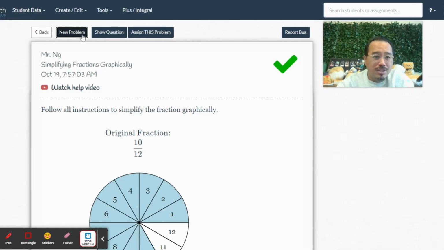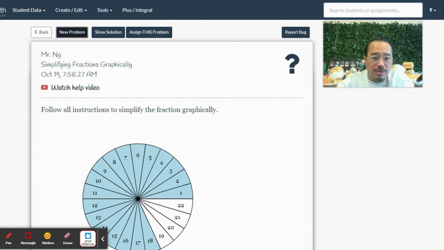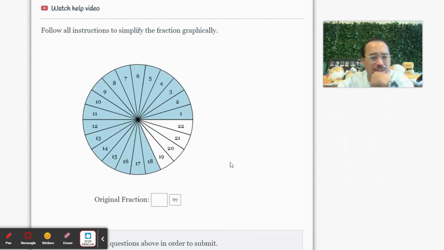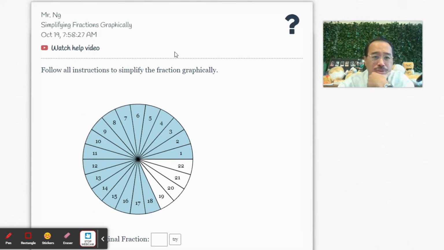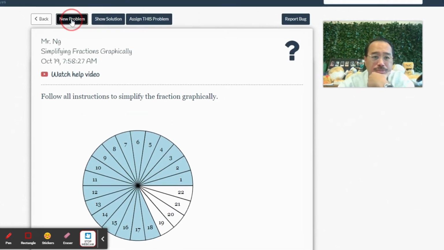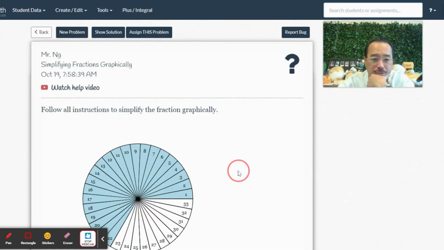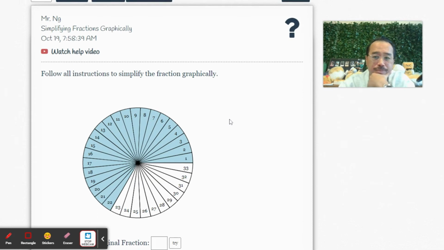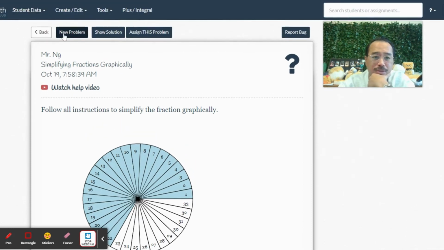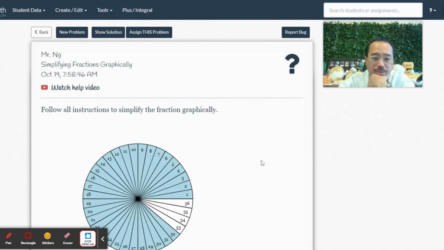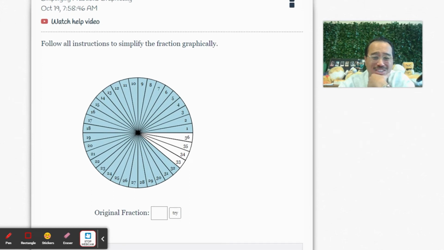Now, I'm hoping the next one will have a bigger factor. Let's see, 18 over 22. No, I'm going to pick one where you have to use the GCF. Let's find another one. 22 over 33, there's only one factor that goes into both of them. 32 over 36, all right, okay.